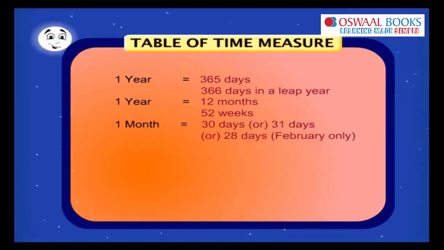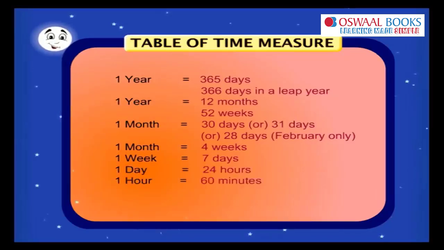In 1 month we have 30 days in some months, 31 days in some months and 28 days for February. In 1 month we have 4 weeks. In 1 week we have 7 days. In 1 day we have 24 hours. In 1 hour we have 60 minutes. In 1 minute we have 60 seconds.